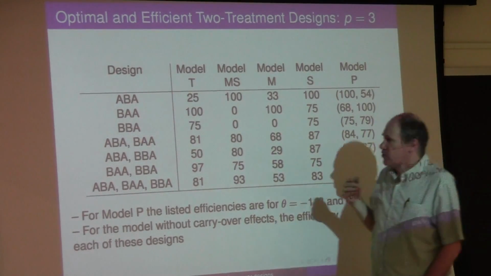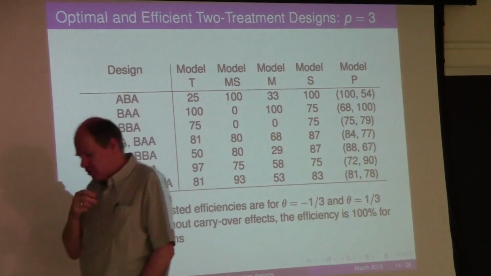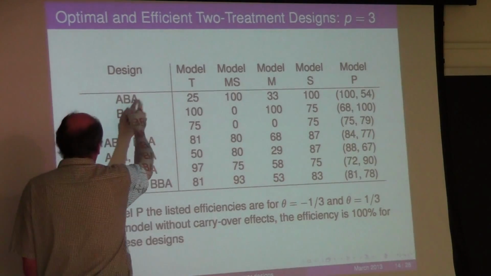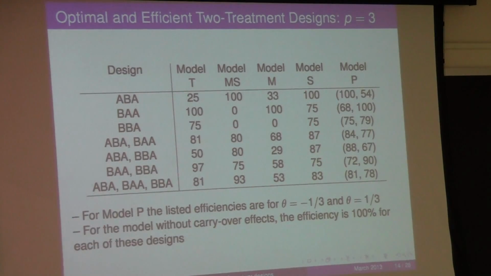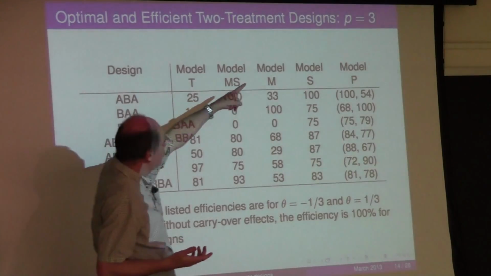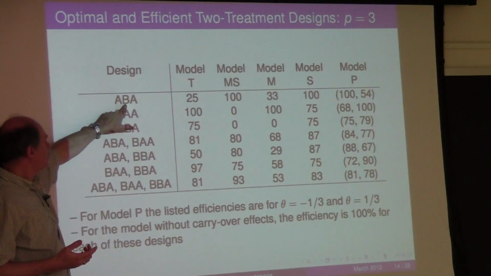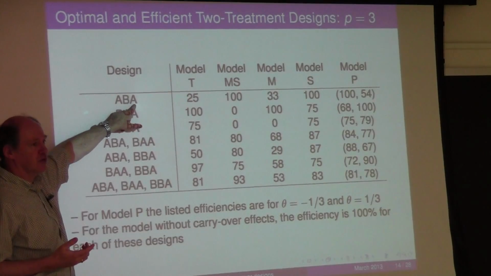Then the designs. None of what I've shown in this column looks like designs. What does this mean? ABA, well, that's a sequence. This is all for 3 periods. See, T is equal to 3. So, first period treatment A, second period treatment B, third period treatment A.